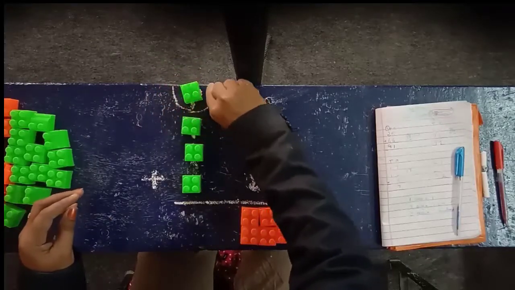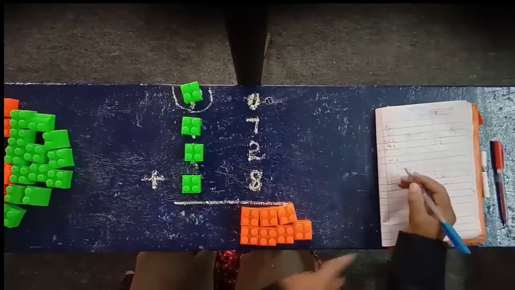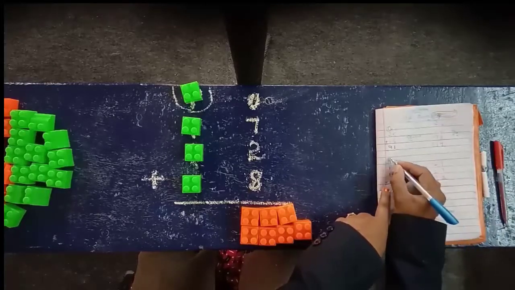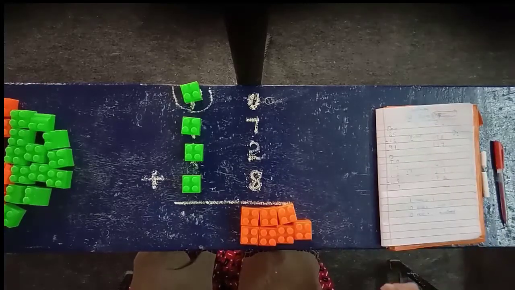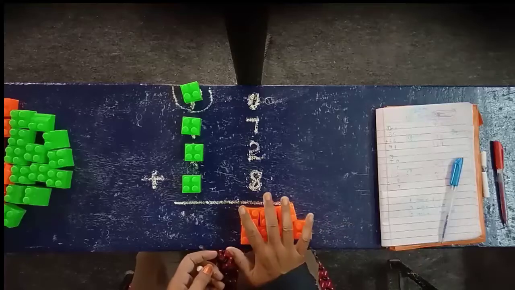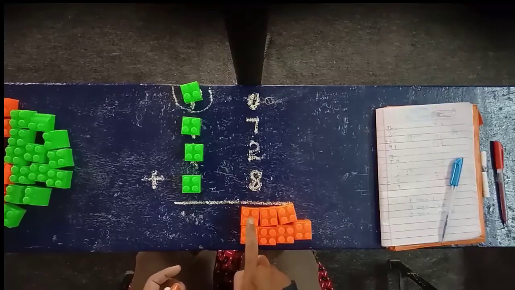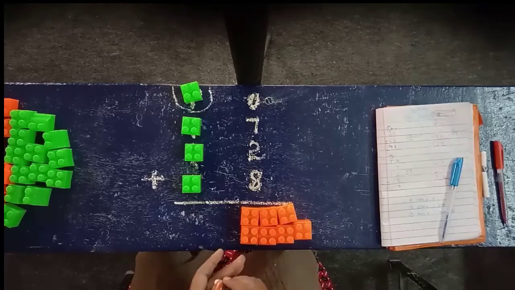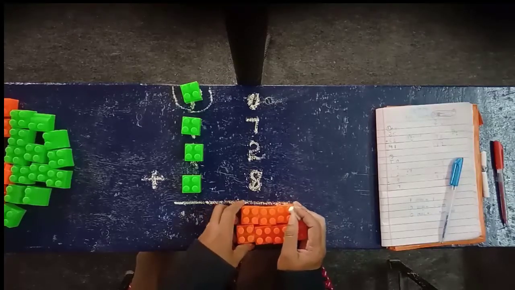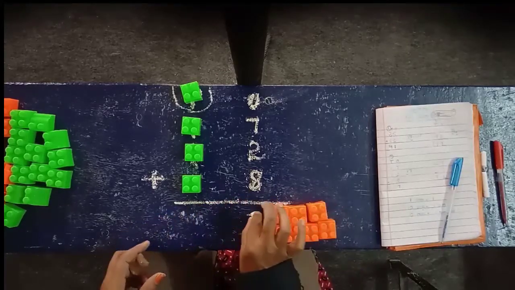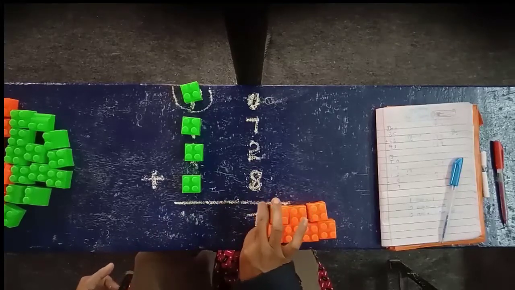So here you can see the carry. Here I am taking this 1 as a carry, in the notebook also. Now you see here, how many are left? 1, 2, 3, 4, 5, 6, 7. So 7 are there here, orange. Nothing but 7 ones.